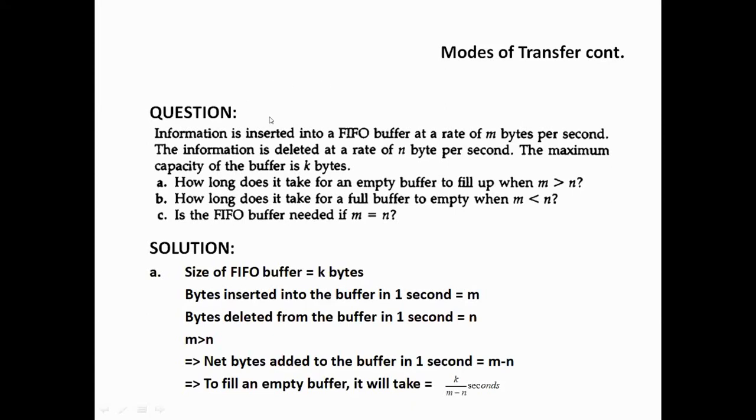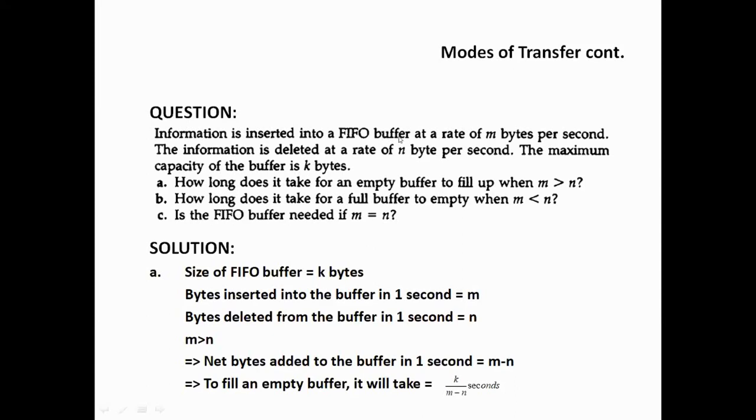Let us try to solve this numerical problem. It says that we have a FIFO buffer. So a buffer is a register which stores some data temporarily. FIFO means first in first out, which means that in this buffer the first thing that comes into it is the first thing that goes out.